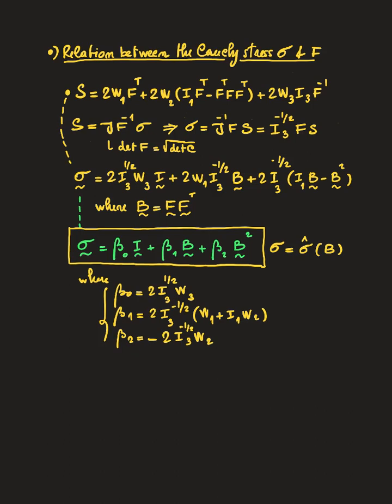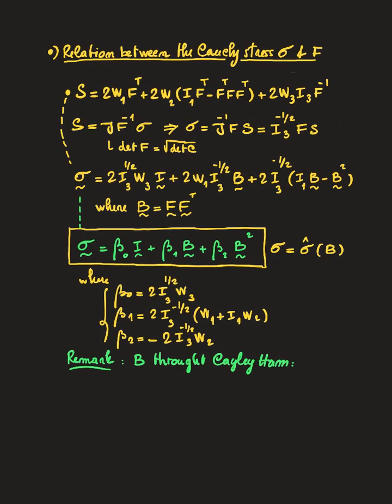Something I just want to mention is that the tensor B, just let me do a little remark. The tensor B, through the Cayley-Hamilton theorem, you could rewrite the term B squared as a function of B minus 1.